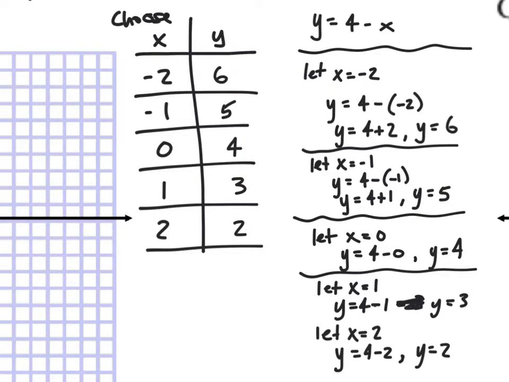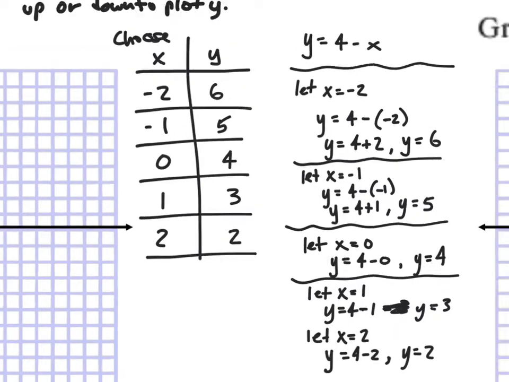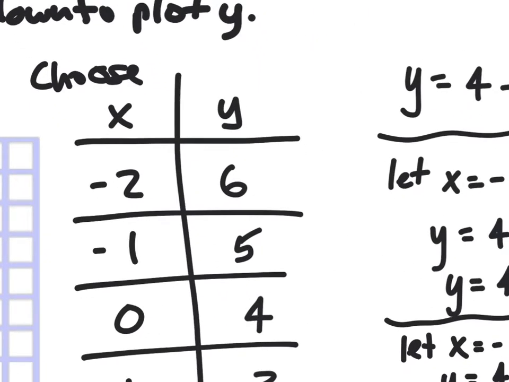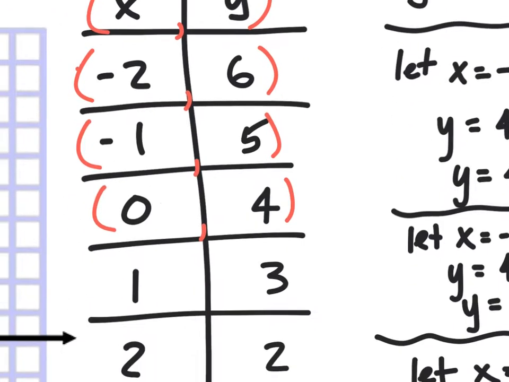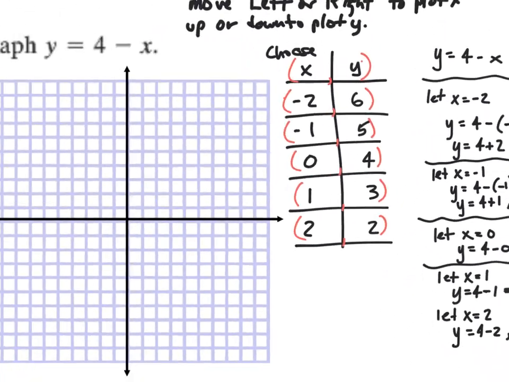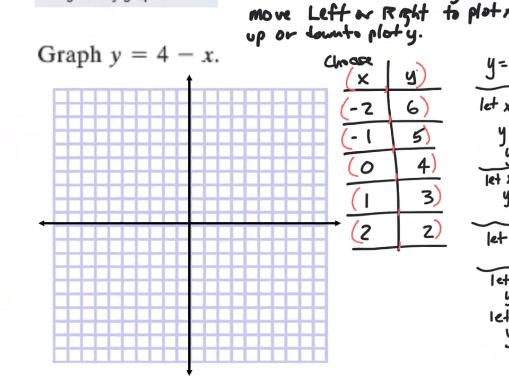All right, now the cool thing about this is that this table of values generates points, okay? Think about this column here in x, think of this as parentheses and a comma, okay? When you got -2, comma 6, you got -1, comma 5, you got 0, comma 4, okay? You've got 1, comma 3, you've got 2, comma 2. So what I want to do is go through and actually plot these points on the graph, all right?